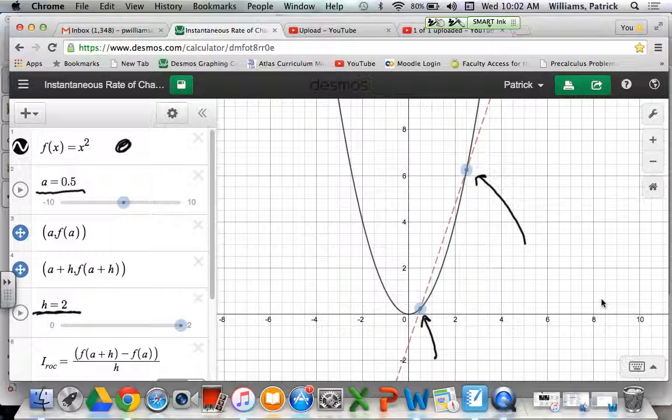Okay, remember what we want to do when we calculate average rate of change or instantaneous rate of change is we want that h value to get as small as it possibly can. So a value of 2 is not very small. We want to shrink that down.